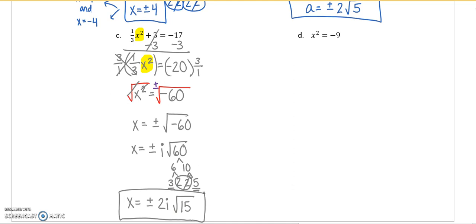That one's a little trickier. When those negatives are there, it's like an extra step, so you just got to remember to look for it.